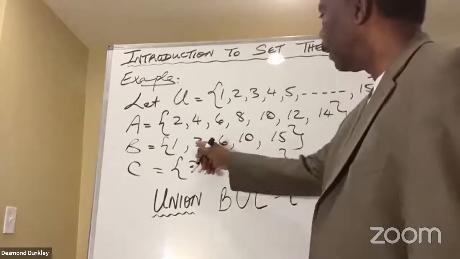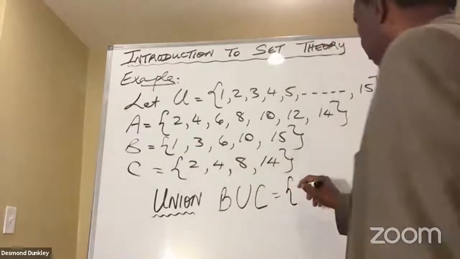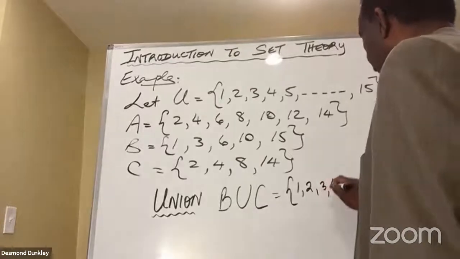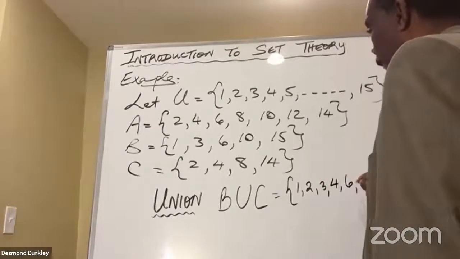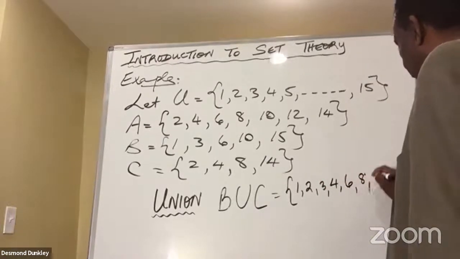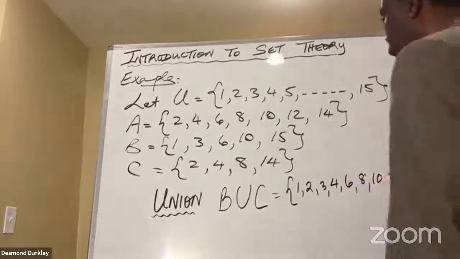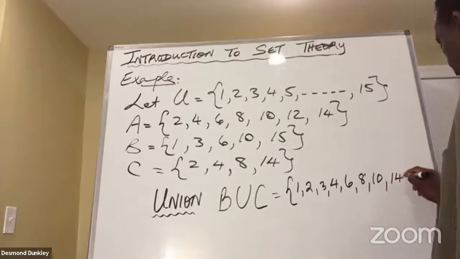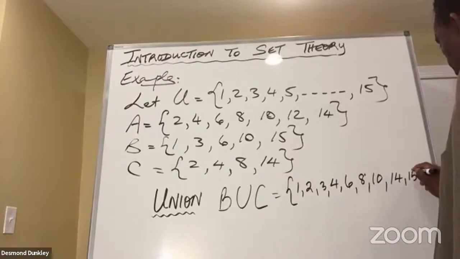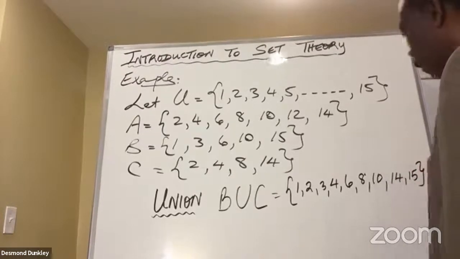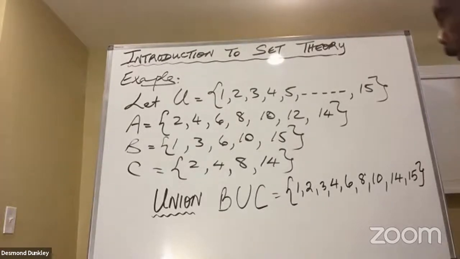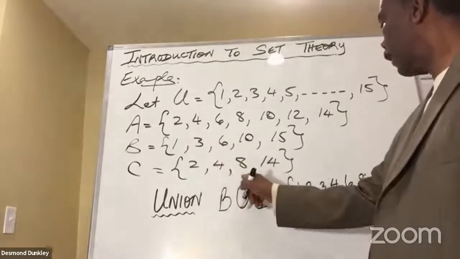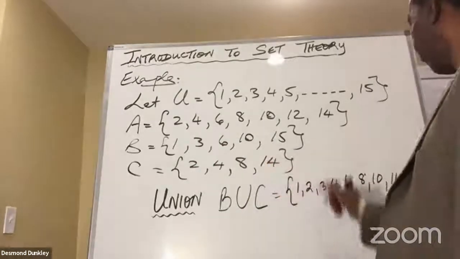So you go to B and C, and you notice it's going to be 1, 2, 3, 4, 6, 8, 10, 14, 15. So the union of B and C will be 1, 2, 3, 4, 6, 8, 10, 14, 15.